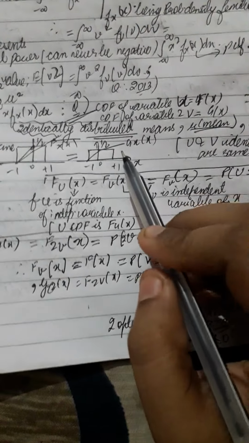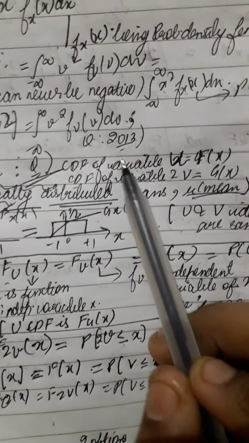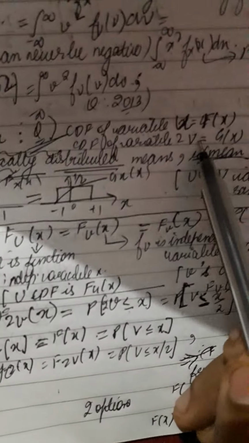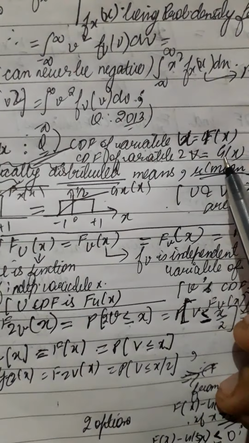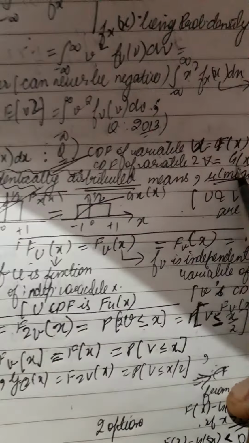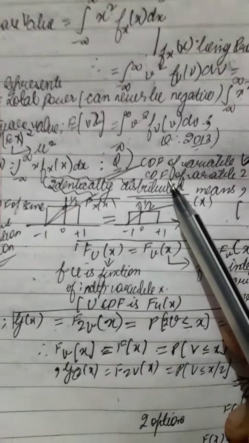Listen here, everyone. In the question, it is mentioned that the CDF of the first random variable U is equal to F of x, and then the CDF of another variable, 2V, is given as G of x. So both are cumulative distribution functions, and it is mentioned in the question that they are identically distributed.